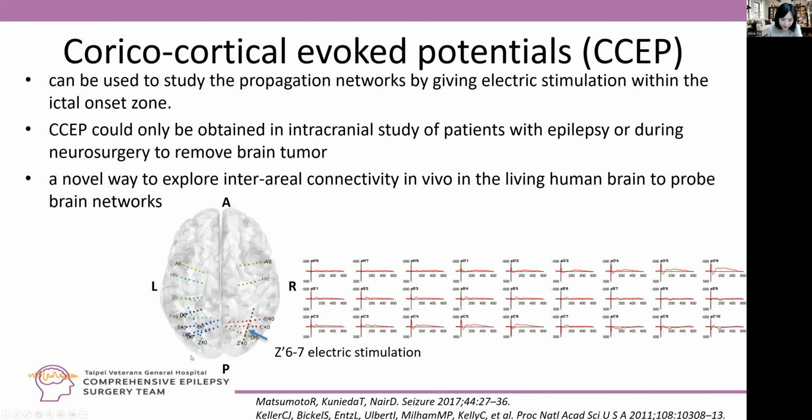This is an example of our case. After we implanted the stereo EEG, we stimulated the right occipital region, contacts Z prime 6 and 7, and we can get the activated neural activities over the electrodes connected to the Z prime 6 and 7 electrodes.